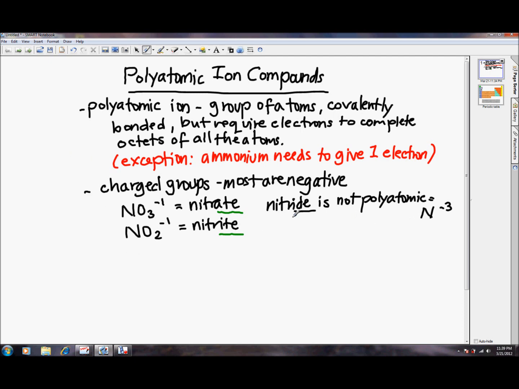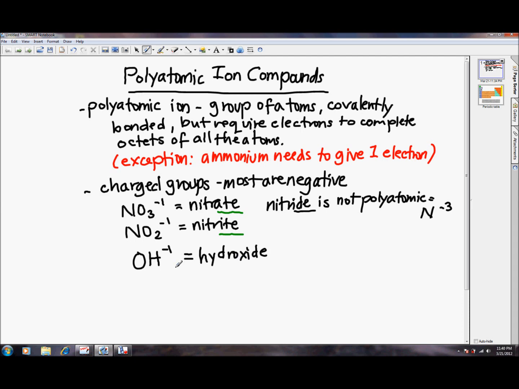We do see a couple of them, though, that have the IDE ending. There always seems to be some exception to the rule that makes things confusing. For example, this is the polyatomic ion that gives students the most trouble. This is OH -1. This one doesn't follow any of the normal naming rules. The name doesn't begin with anything that has to do with oxygen. The name actually begins with something that has to do with hydrogen, and then something to do with oxygen. So this particular group, which is called hydroxide, breaks all of the naming rules.